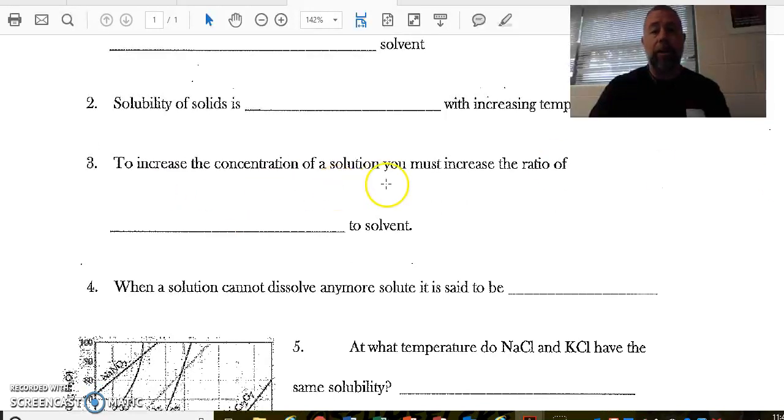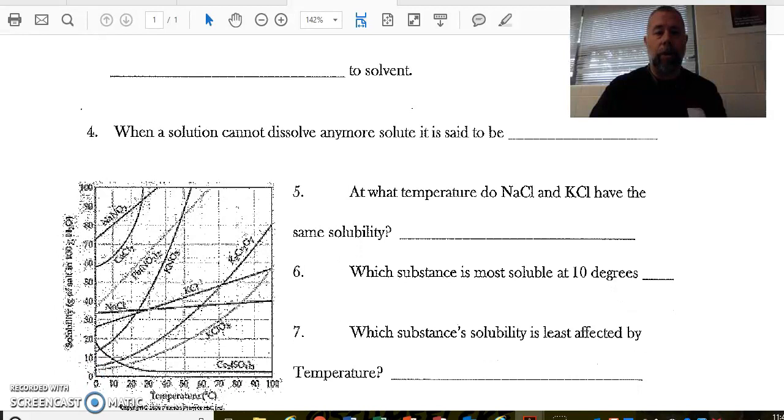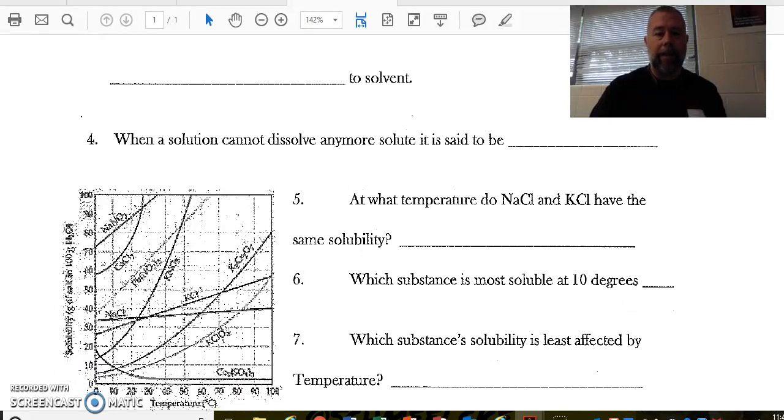To increase the concentration of solution, you must increase the ratio of solute to solvent. When a solution cannot dissolve any more solute, it is said to be saturated. So when I get up here and it can't absorb any more, it's saturated.